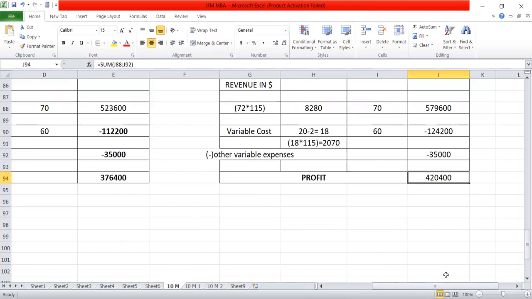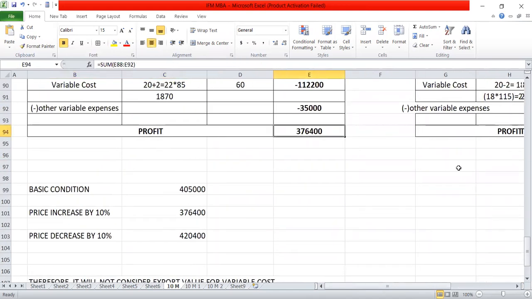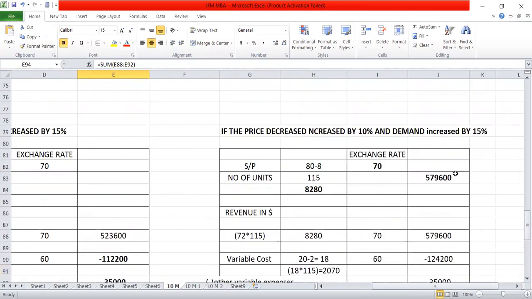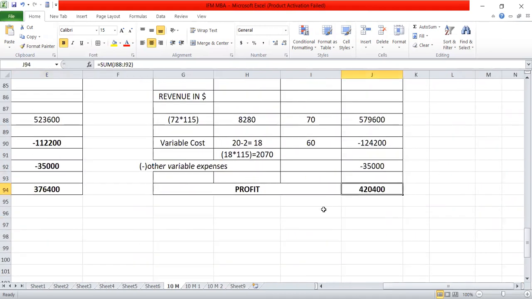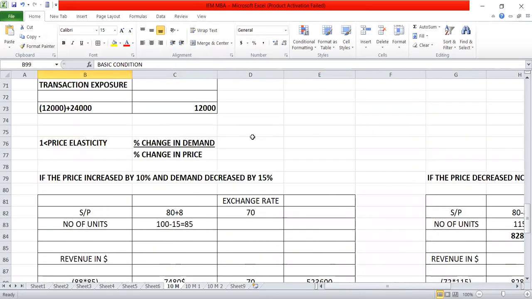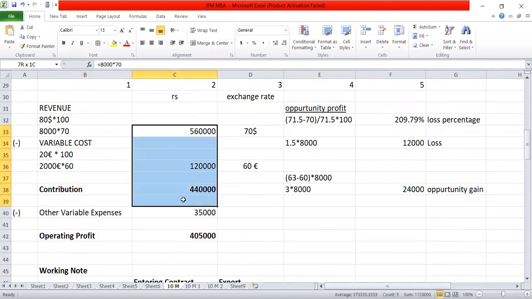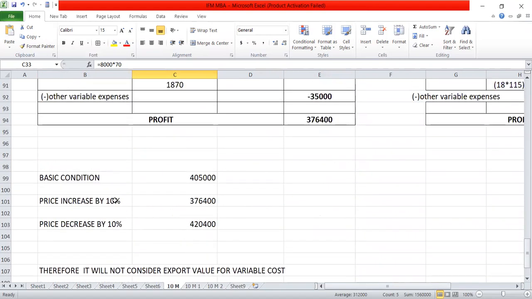Now the very important thing you should see: when the price is increased by 10%, the profit is 3,76,400, and when the price is decreased by 10%, the profit is 4,20,400. Now you have to see the basic condition at the beginning. We prepared this statement in the beginning, so the revenue was 4,05,000 rupees. The second thing is, when the price is increased by 10%, it became 3,76,400, and when the price is decreased by 10%, that is 4,24,000.